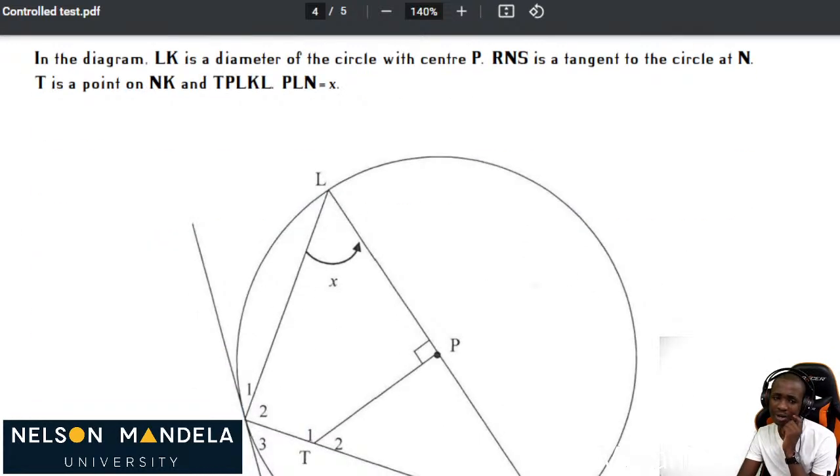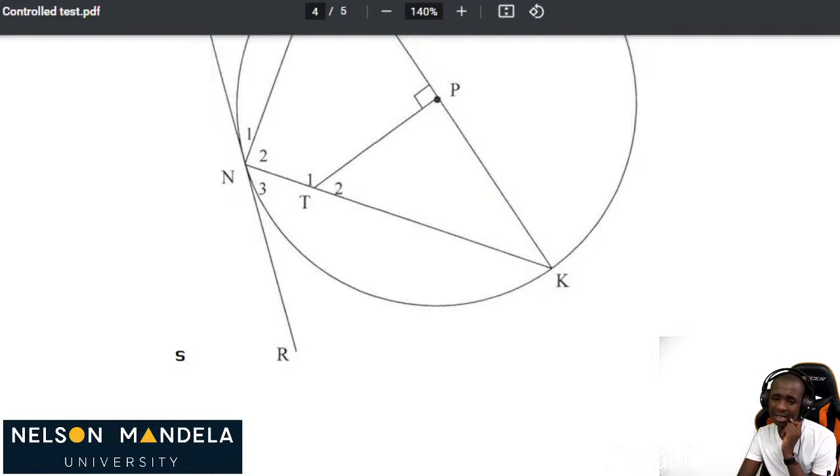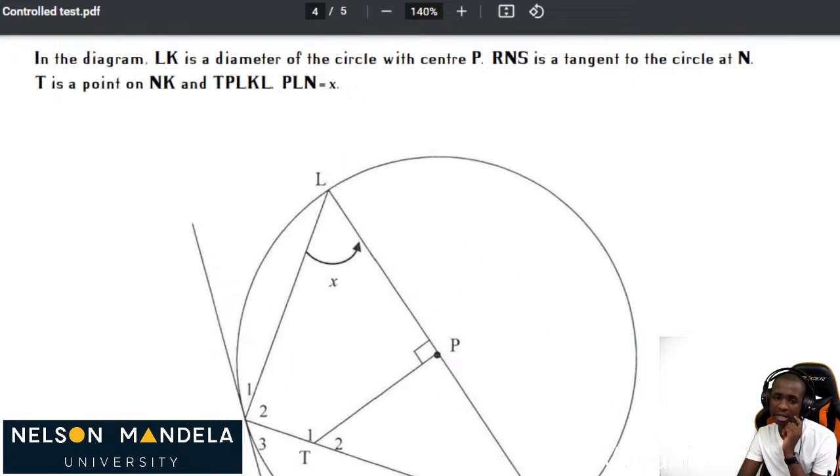T is a point on NK. Where is NK? T is a point on NK, okay, you can see that. And TPLK, let's just see that as well. Let's double check that one because I can't see clearly here. And this one, let me just look at this angle which I have here. Okay, cool.